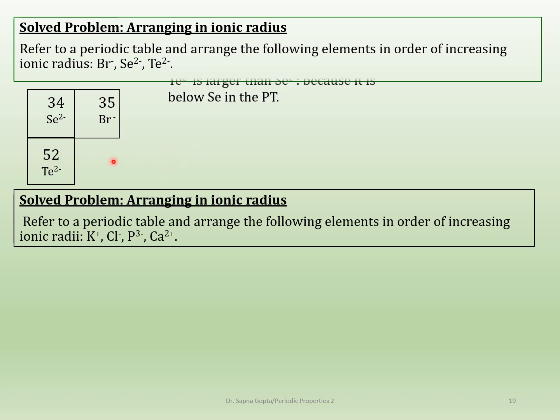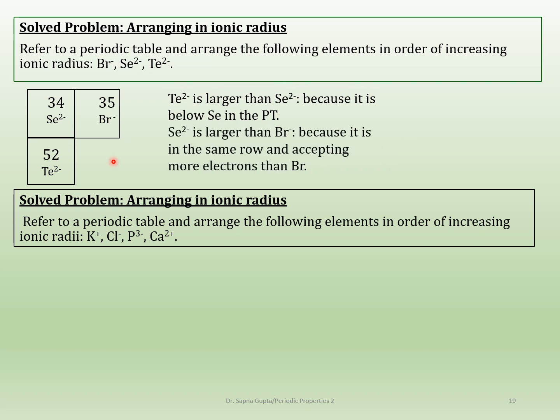Here I think I must have an explanation for you. I do. So tellurium is larger because it is below, and then selenium 2 minus is larger because it's in the same row, accepting more electrons than bromine. That's kind of the key thing there. So that's your trend. Now let's look at the ionic radii.